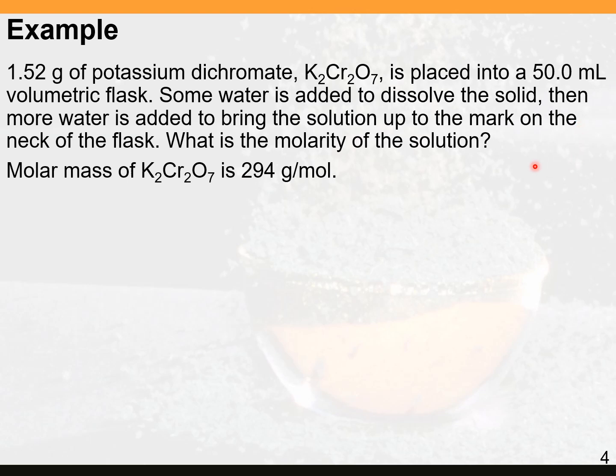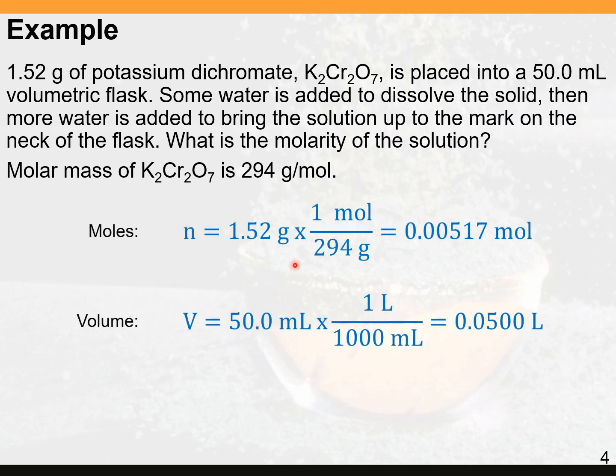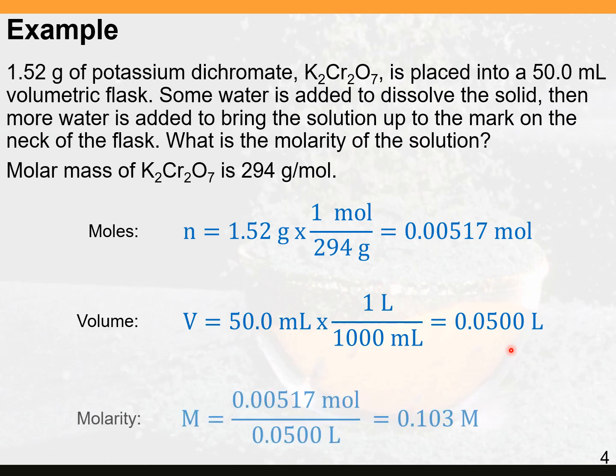To calculate the molarity of the solution, we first need to calculate the number of moles from the mass of the solute. We use the given molar mass and find the number of moles. Since the volume is given in milliliters, we convert the units to liters. In the last step, molarity is calculated by dividing the number of moles of solute by the volume of the solution to give us the concentration as 0.103 molar or moles per liter.